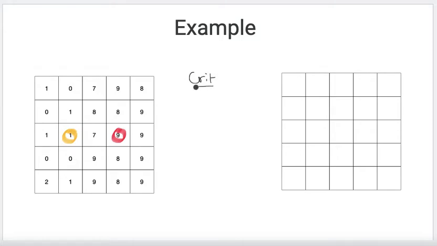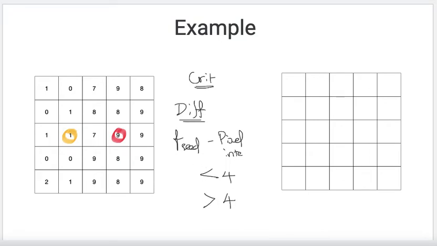So that criteria I would like to have as the difference. This time I would like to have the difference between my seed point and the pixel intensity, and this should be less than 4 or greater than 4. If it is less than 4, have it as region 1. If it is greater than 4, have it as region 2. So let us have this criteria and proceed further.